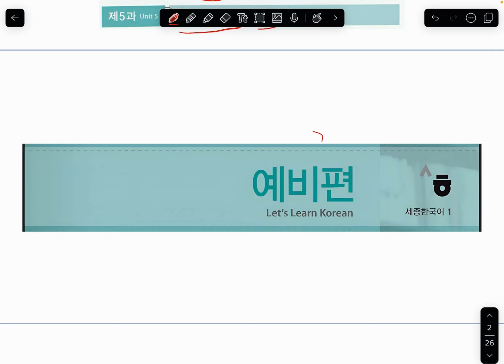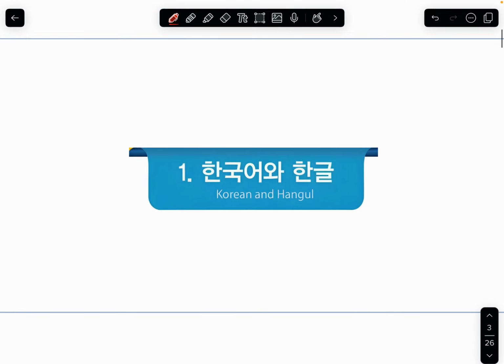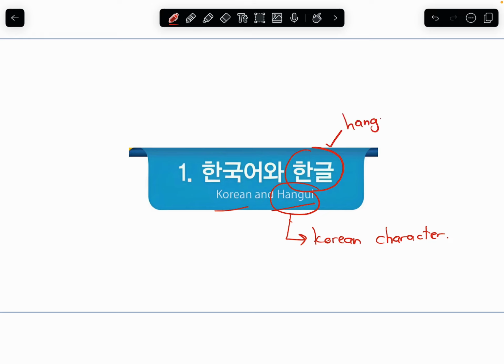So let's move on to the first topic, which is Ebipyeon, where we will learn about the Korean alphabet and Korean common greetings. In this slide, you can see about Korean and Hangul. So what is Hangul? Actually, Hangul is the Korean character. If you can see here, there is this kind of character, and they call it Hangul.